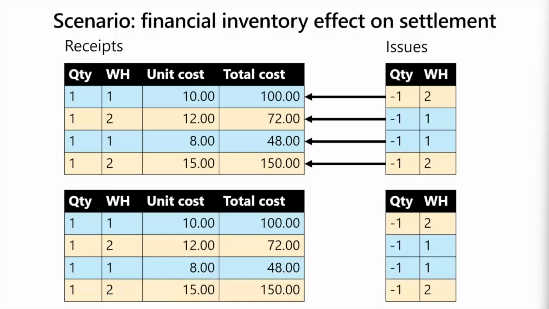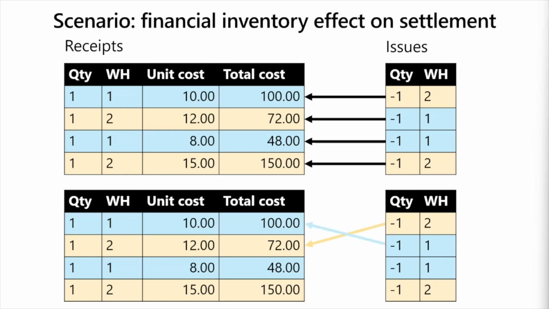Now, let's consider what would be different with the same transaction set if we enable the warehouse for financial inventory on the storage dimension group. This time, when we settle the first issue, it is matched to the second receipt because the warehouse must match, and that is the first receipt into warehouse 2.